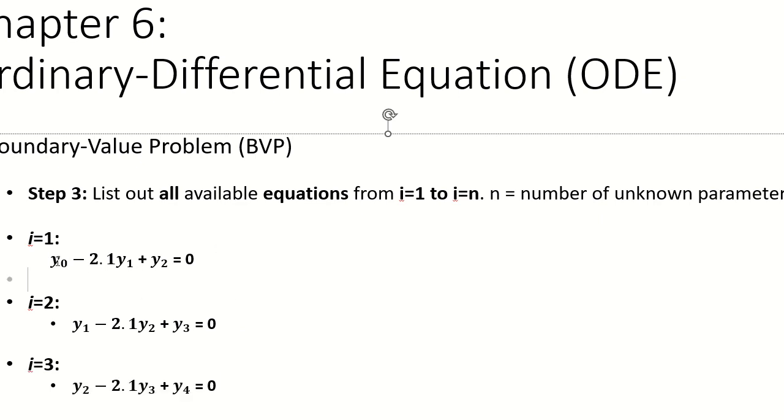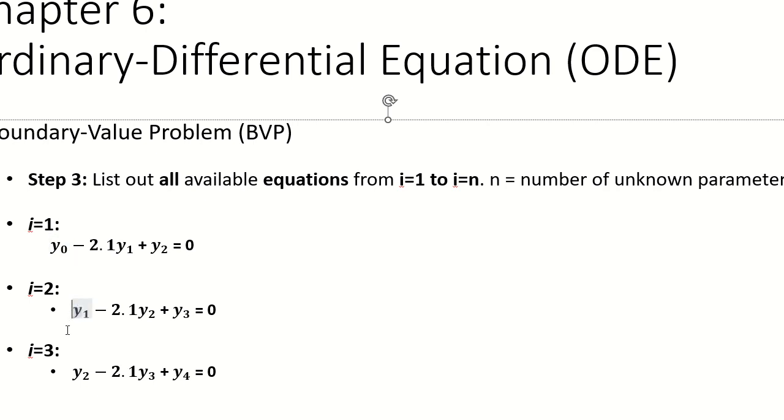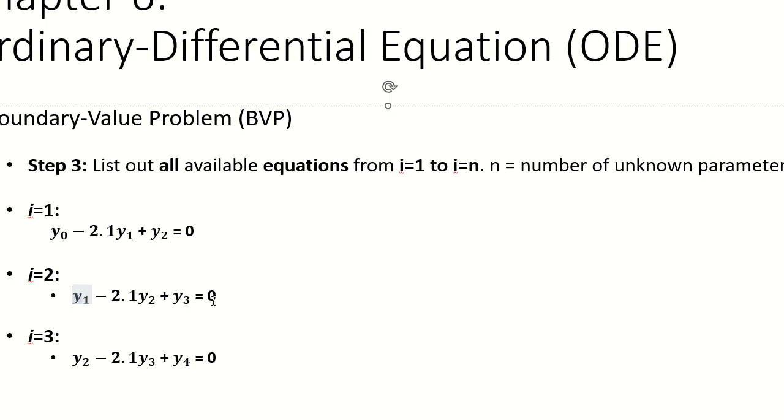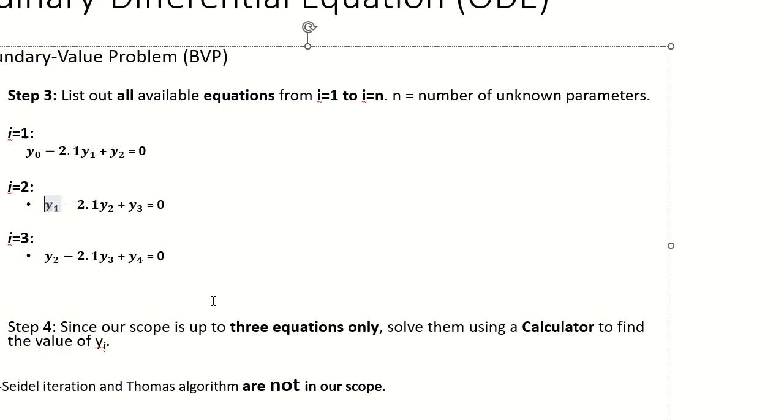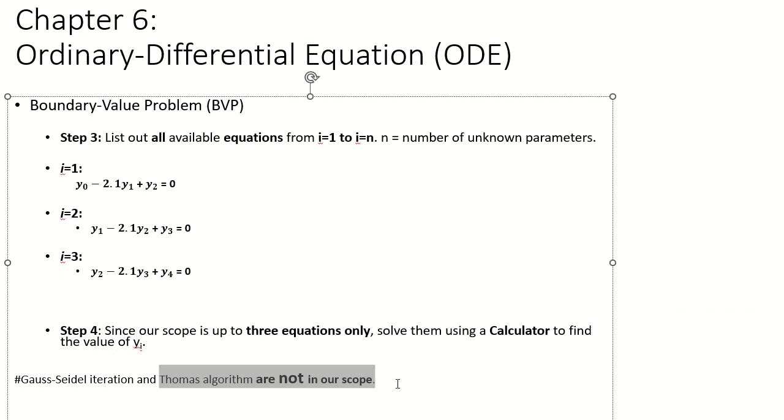As you can still recall, we have three unknowns, am I correct? The y1, y2, and y3, because we go from y0 to y4. So to solve these three unknowns, we do need three equations. And the last step, step 4, we can use the calculator to solve this simultaneous equation. The Thomas algorithm is out of our scope, so that's why you can use your calculator to solve these three simultaneous equations, because we are assessing whether you are able to use the BVP numerical method.